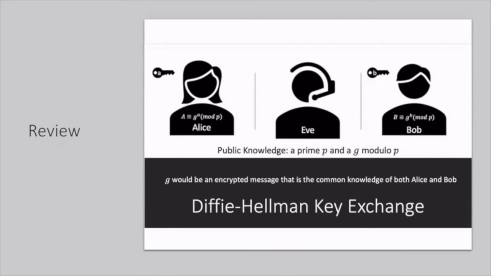So I'm going to fix one thing that's on here. This G should not be the encrypted message, but the generator that is shared publicly in this system. So through the Diffie-Hellman key exchange, we could exchange a key without letting Eve know, when Eve does not have sufficient information to calculate what this shared key would be. So we're going to go through the concept.